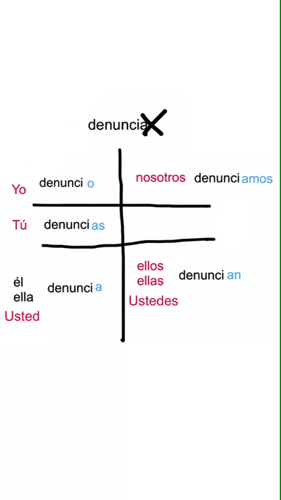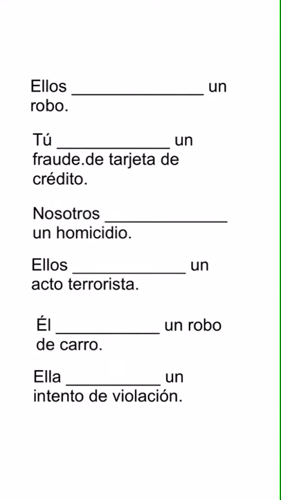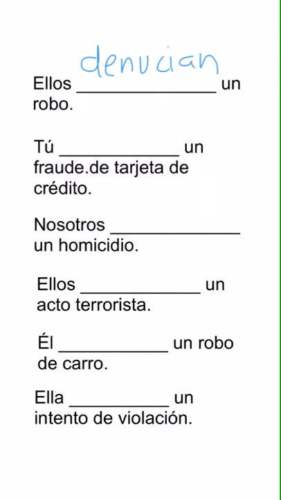Okay, let's take a look at some sentences and see if you can conjugate the verb correctly. Here we have some sentences right here. All of these people are going to want to report a crime. You write into the blank which form of denunciar we are going to use. Stop the video now and write in your answers on a piece of paper, and we'll take a look at them in just a second. Stop the video now. Okay, let's take a look at it.